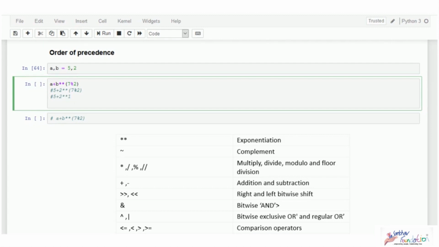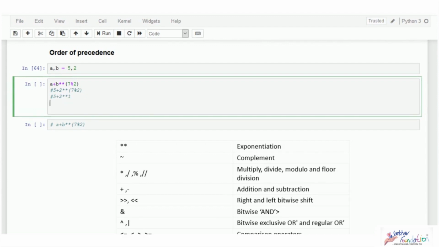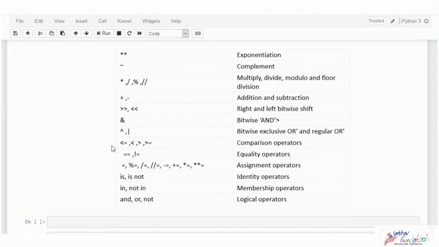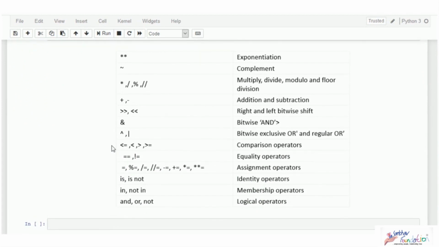Now we have addition and exponentiation. By the BODMAS or PEDMAS rule, first you calculate the powers or exponents. So this gets simplified to 5 plus 2, because 2 power 1 is 2. So 5 plus 2, and the result is 7. This is how you give priority to the operators when you have multiple operators in the same expression. Now here I am showing you the order of precedence when multiple operators are present in the same expression.